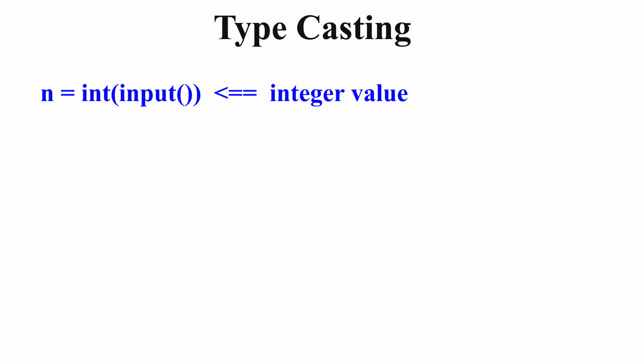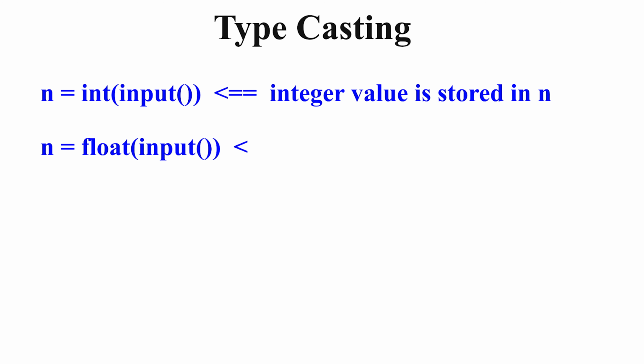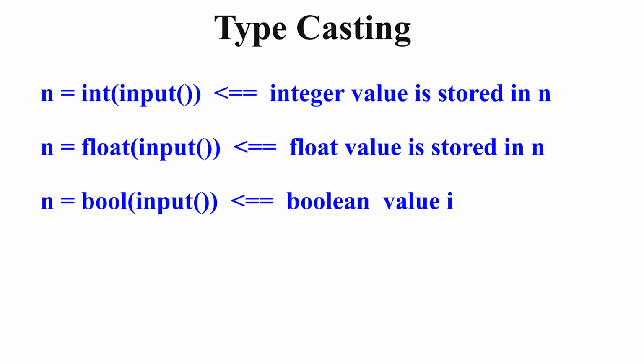Let's look at typecasting. The first example on the screen converts the input function value to integer. The second example converts to float value, and the third example will convert it to boolean value. Based on the requirement, we can convert input values to their respective data types.